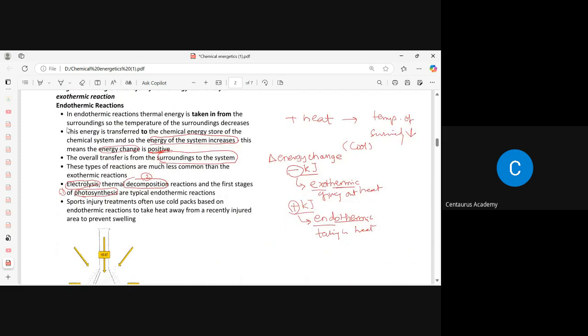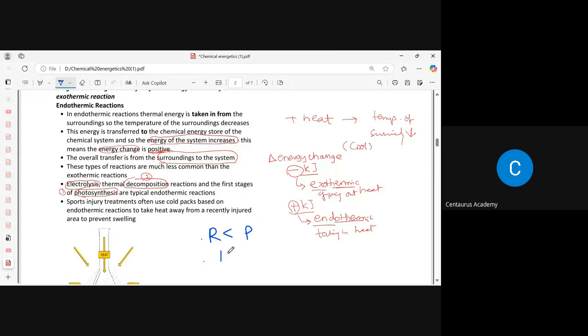Whereas if you look into the endothermic reactions, the thermal energy is taken in from the surroundings. Why? The reactants basically need more and more energy. This means that the reactants have less energy as compared to the products, okay? They require a greater amount of energy to be activated to produce this product, which means that the activation energy required by the reactants to produce the product is actually greater as compared to exothermic reactions, okay?